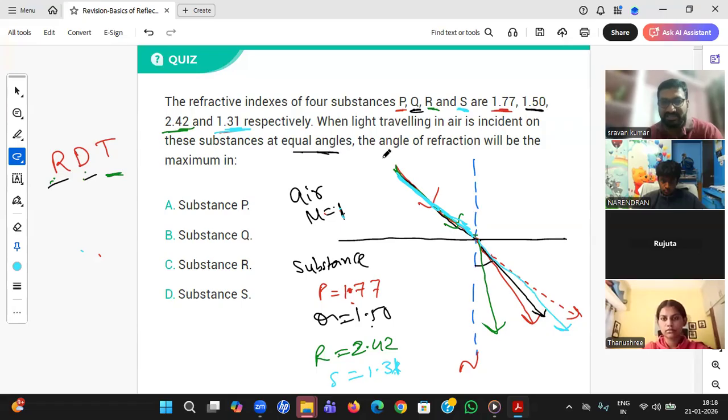Now what is he asking? He's asking angle of refraction. What is angle of refraction? This is angle of refraction. Whose angle of refraction is more? The blue color, which is nothing but the substance.